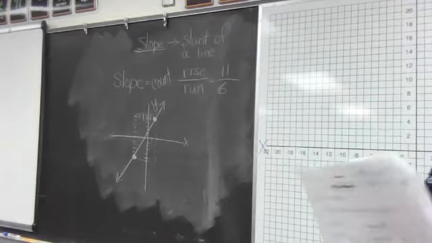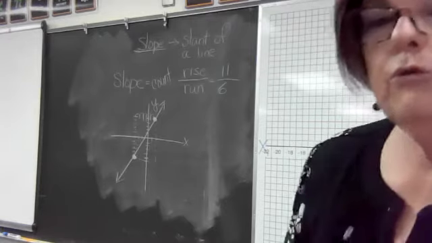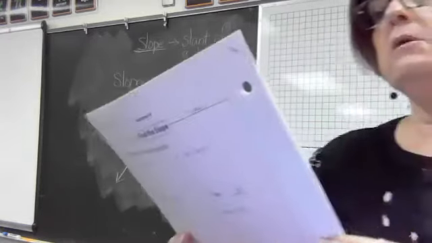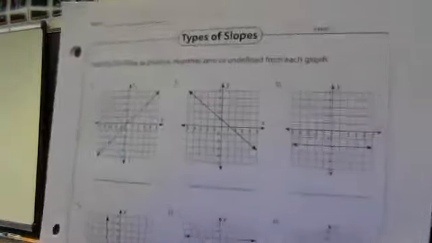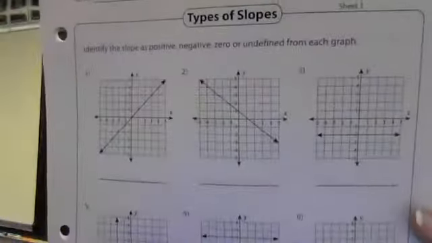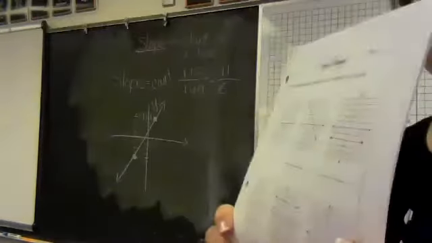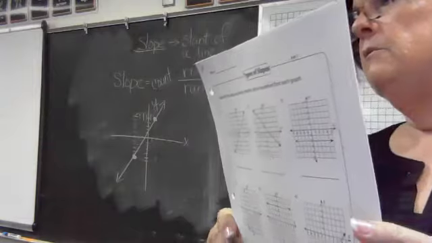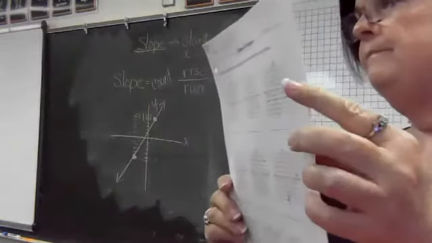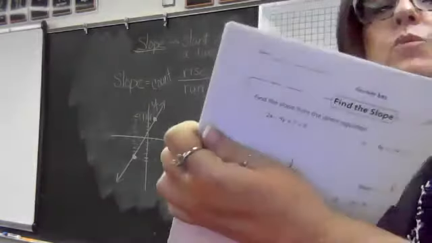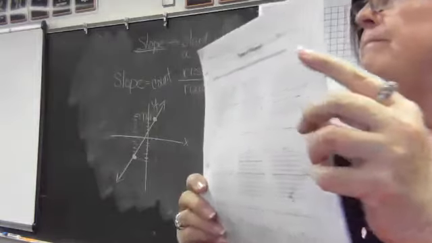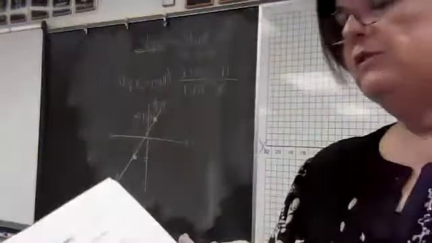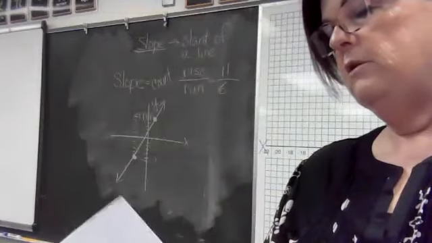Let's see here. Okay. So the first page of your worksheet simply says, all you have to do is look at it. And on the line, you tell whether it's a positive slope, a negative slope, undefined, or a zero slope. Are y'all on the same page I'm on? Sheet 1 says types of slopes. Yes. So all you have to do here is say positive, negative, zero, or undefined.